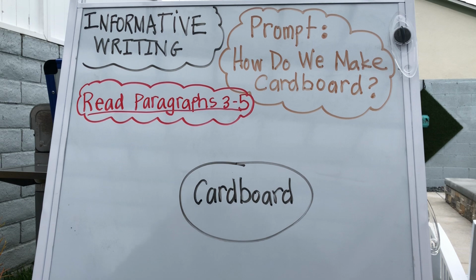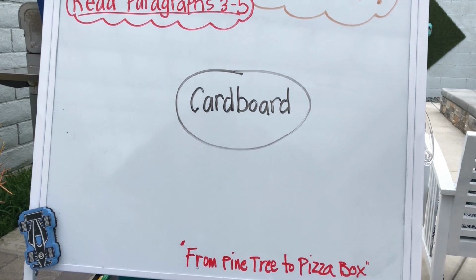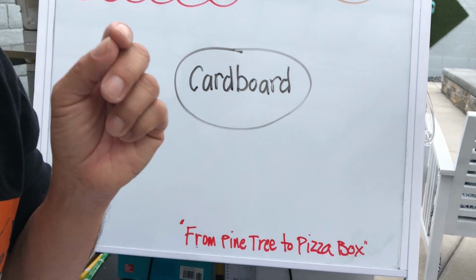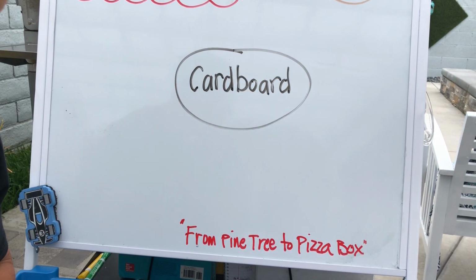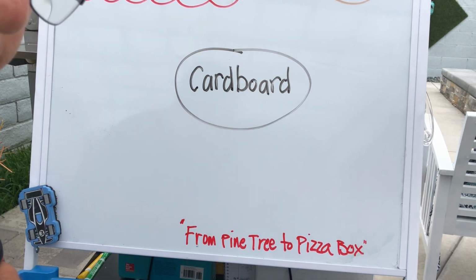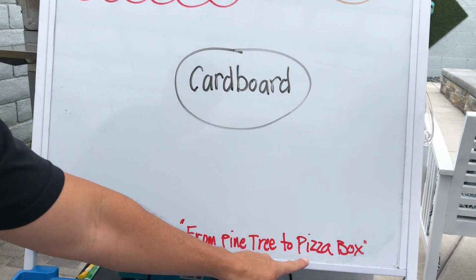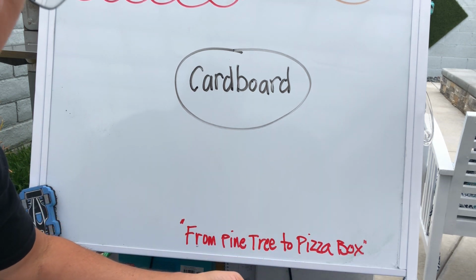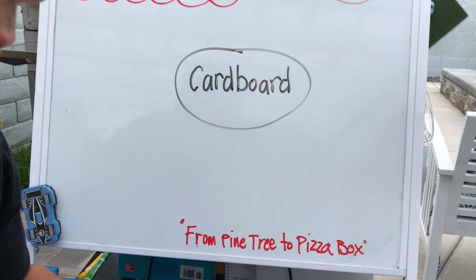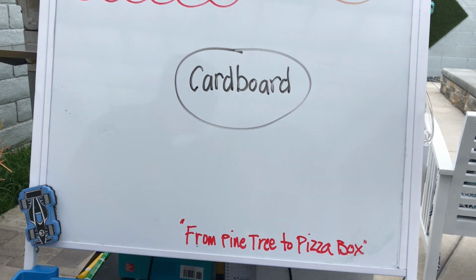Okay? So what I did, I'm going to move the camera a little bit, is down here on the bottom of my paper, see it down there in red? I wrote the title of where we got our information from. That's called a source. When we're going to write an informational piece, boys and girls, we need to find a place where we can gather information. And that is called a source. So From Pine Tree to Pizza Box is the title of the article that we read yesterday. Well, that is our source. So the source is where we find the information that's going to tell us how to make a cardboard box or how to make cardboard.